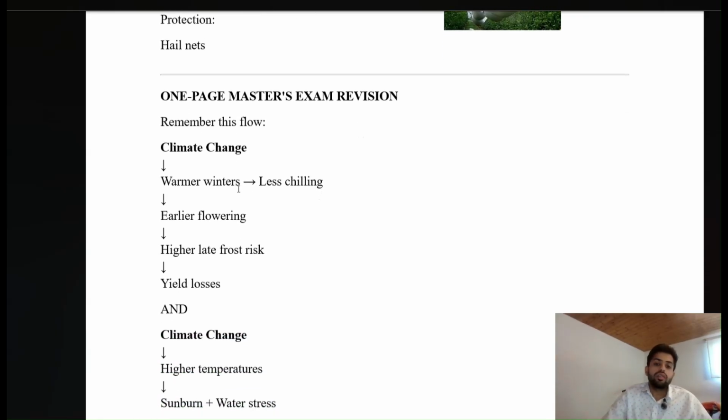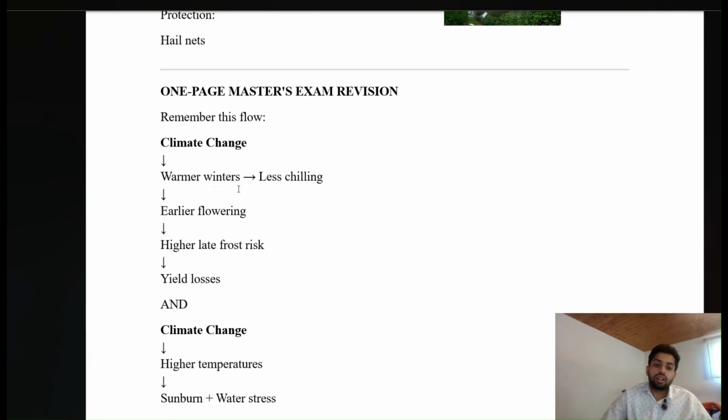And this is the revision which I taught you. Always remember this flow for your examination, and for your general knowledge in future projects and company work.